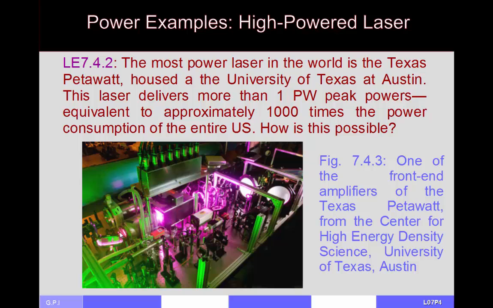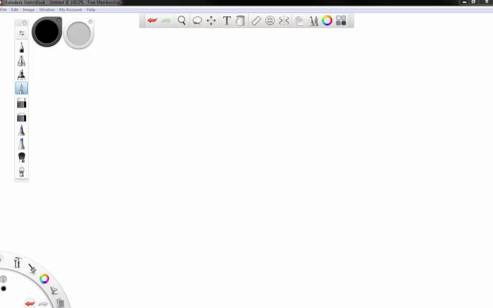This, by the way, is a picture of the front end part of the petawatt that was snapped a few years ago. So let's see, how can we get a petawatt of peak power? Well, recall that power, on average, is amount of energy delivered per unit time. All right, well, the Texas petawatt uses a typical energy, let's say, of order 200 joules. So we have 200 joules being delivered. But the duration of one of their typical pulses is only, let's say, 180 femtoseconds.